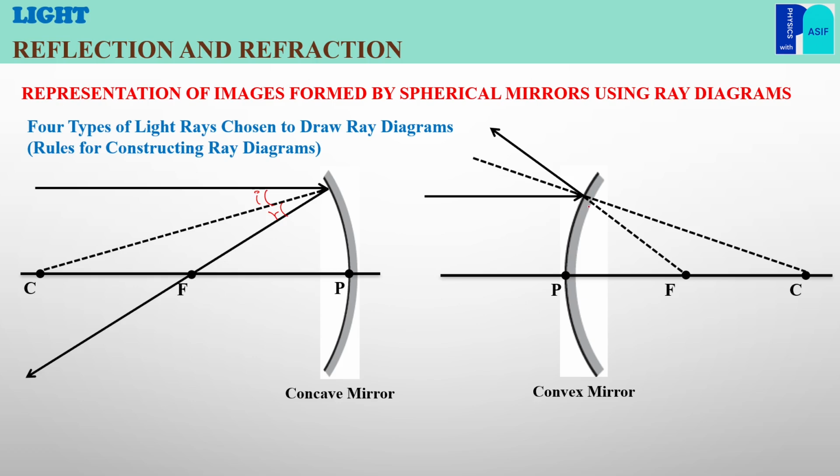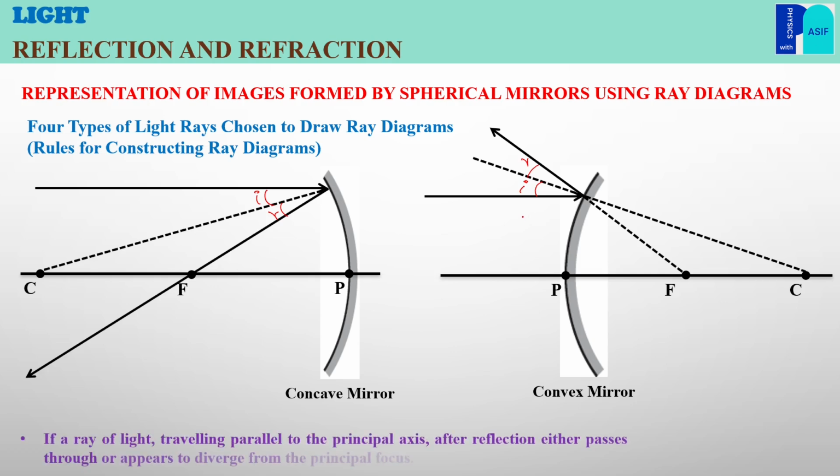where the light ray is incident, we can show that the angle of incidence, that is I, and the angle between the reflected ray and the normal, that is R, are equal according to the first law of reflection. So here we can conclude that if a light ray is traveling parallel to the principal axis, after reflection it either passes through the principal focus, in the case of a concave mirror, or appears to diverge from the principal focus, in the case of a convex mirror.